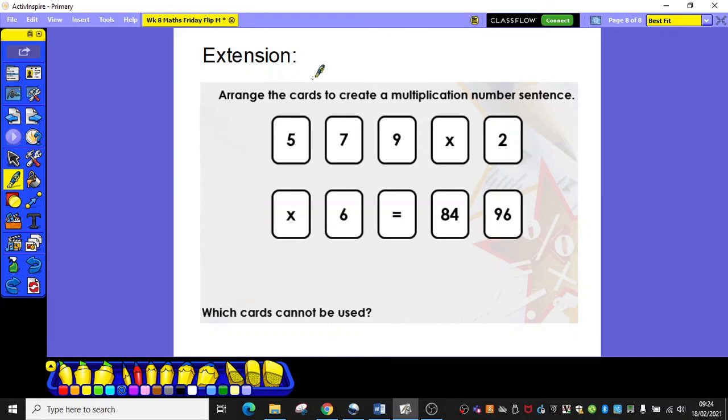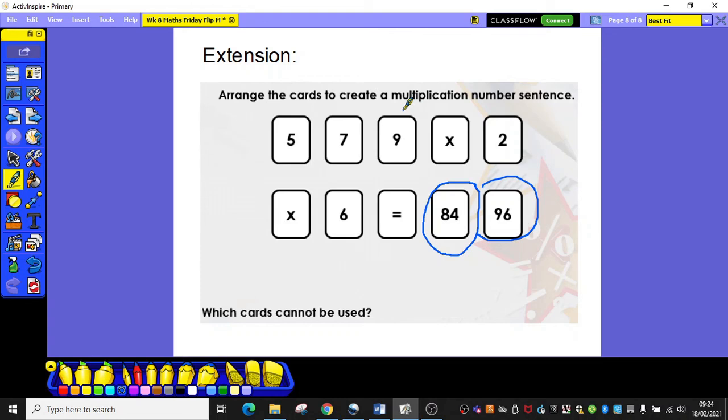So my final question to go through with you today then is this one. It says, arrange the cards to create a multiplication number sentence. Which cards cannot be used? So first of all, you're going to need to take either 84 or 96 as your product. In other words, if you multiply 3 numbers, they're either going to make 84 or they're going to make 96.